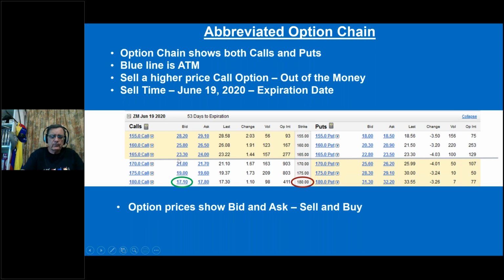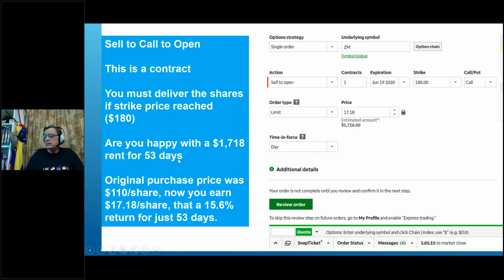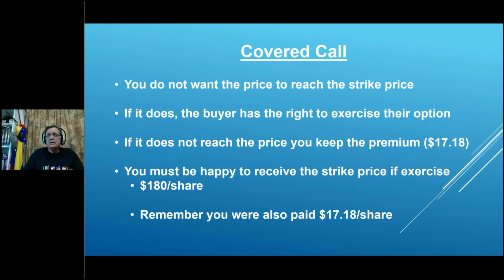Okay, so basically, if you're going to do this, theoretically, you don't want the price to reach that. You just want to collect the money. And then next month or next time when it expires, this was June 19th, so June 20th, you say, you know what? Hey, this thing got to 175. Didn't hit 180. I still have the shares. Oh, okay. Now I'll sell the 205 or the 210. You can do this time after time if you want.